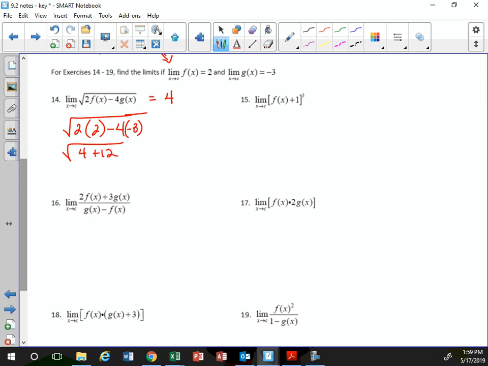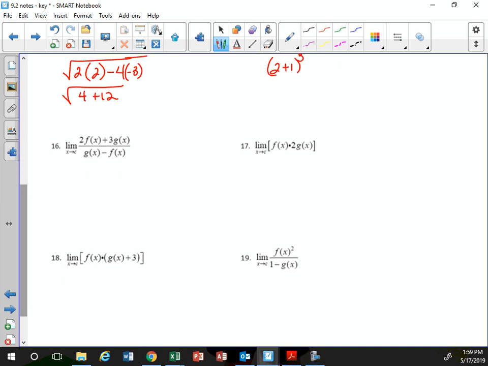Okay. Let's do 15 together. So what's the limit of f of x as x approaches c? So 2 plus 1 quantity cubed is 27. Okay. Squared, and then 1 more. All right, guys, so try the rest on this page, and then we'll go through them together.